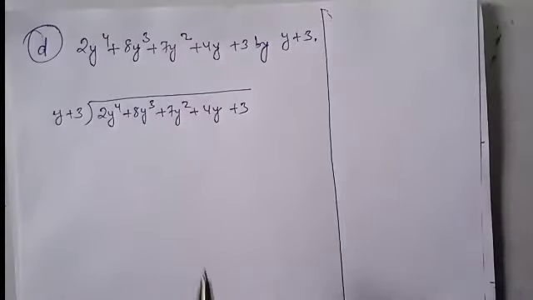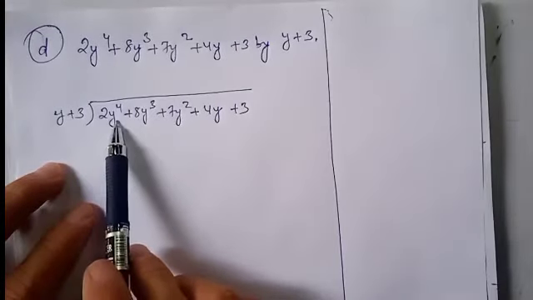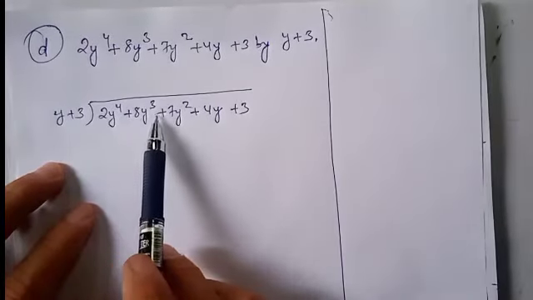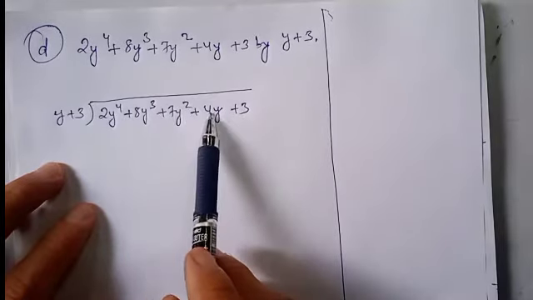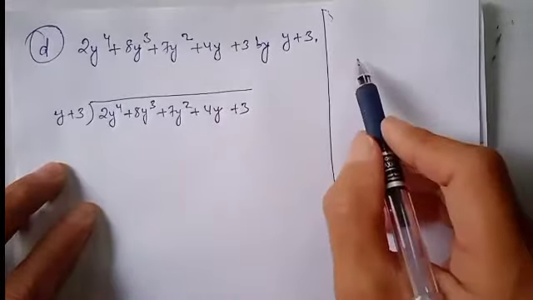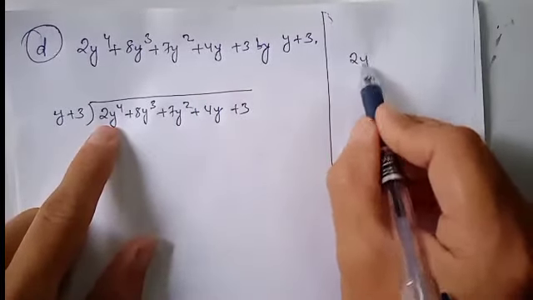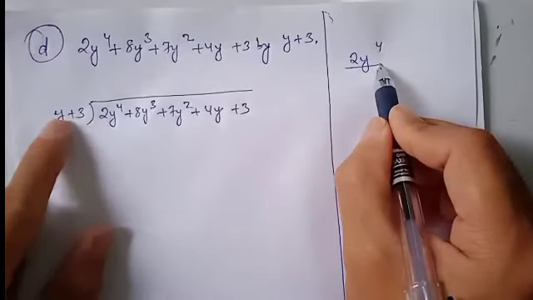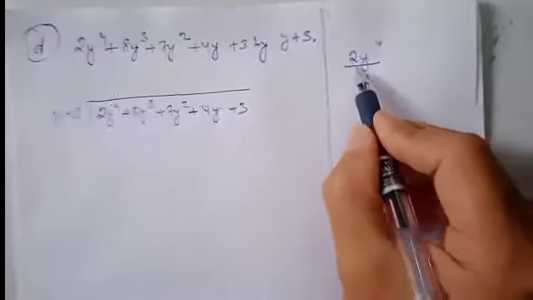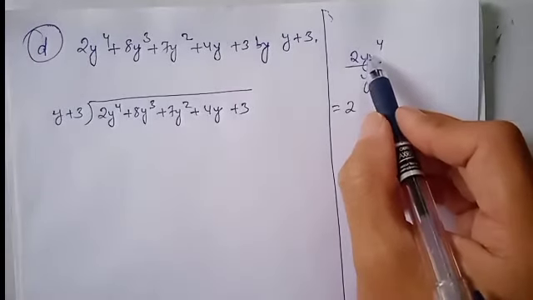Okay, now let's try the next question. We have 2y to the power 4 plus 8y to the power 3 plus 7y to the power 2 plus 4y plus 3, divided by y plus 3. Nothing new, let's follow the same steps. First term 2y to the power 4 divided by the first term y. Remember, we have only 2, we can't cancel, just write it the same as it is.